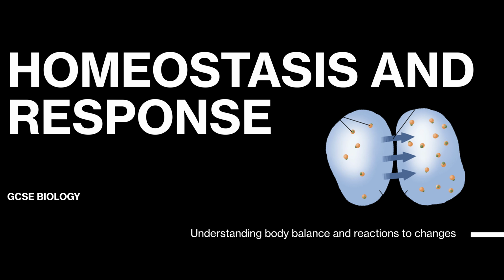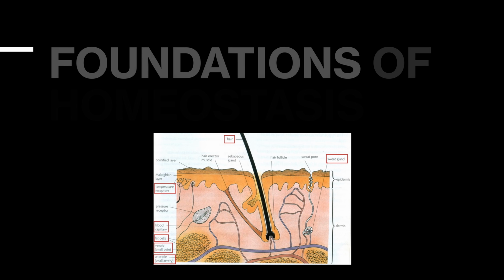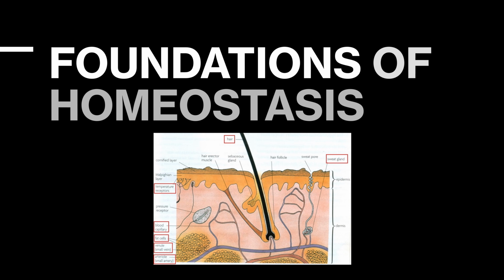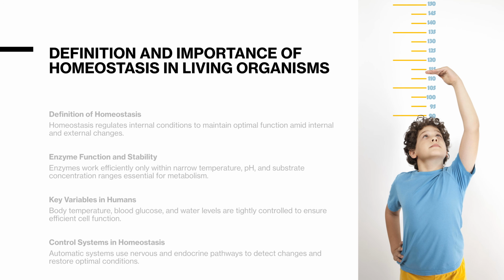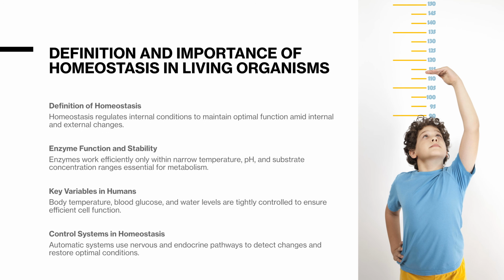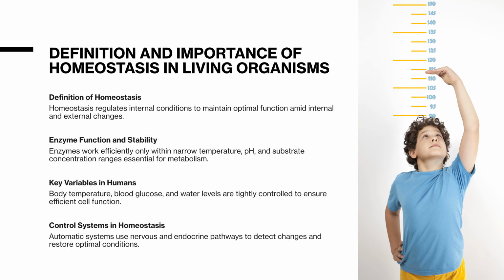In this video, we'll explore how the body maintains a stable internal environment and how it responds to changes both inside and outside the body. The foundation of homeostasis is the body's self-regulating capacity to maintain a stable internal environment through receptors, coordination centers, and effectors. Homeostasis is the process by which living organisms maintain a stable internal environment despite changes in the external environment.